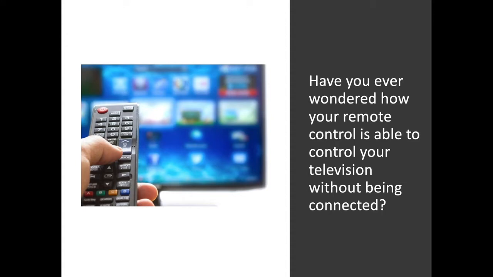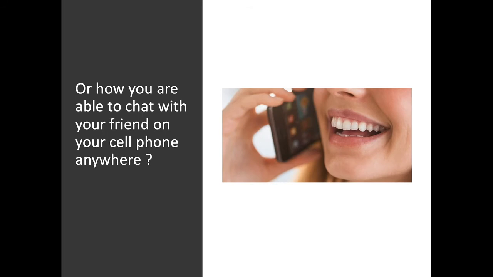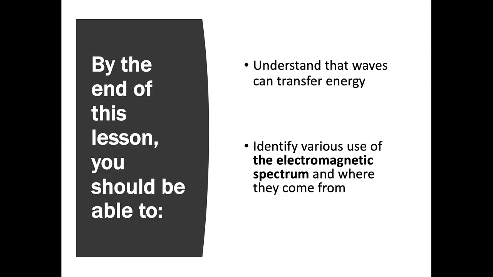You can move it around the room, point it in different directions, but as long as there's nothing in front of your television when you're trying to send the signal, you are able to change the channel without getting up. So this is all related to waves, and we'll talk a little bit about why that works. Another question I have for you to think about is how you're able to chat with your friend on the cell phone, and you can be anywhere to do this. So your friend could be all the way in India, but you could have a conversation with them in Canada. Again, this is related to waves.